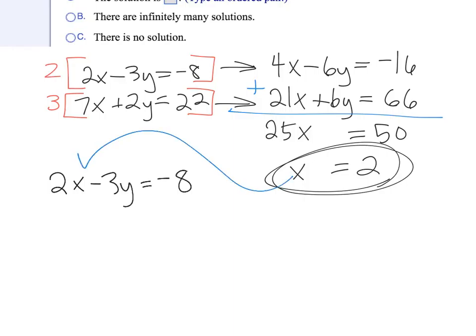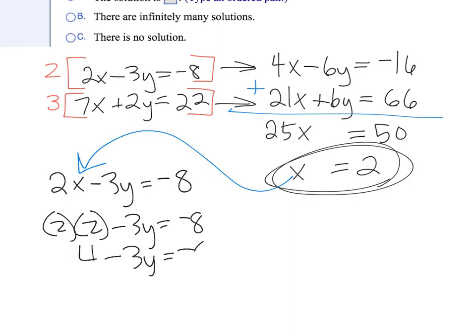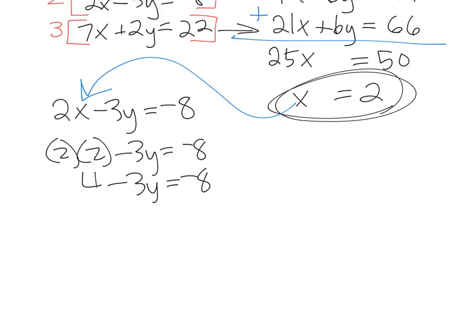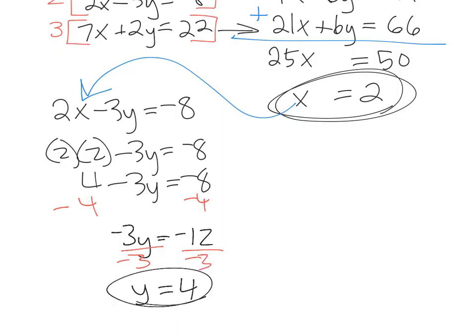You replace the x with a 2. So that becomes 2 times 2 minus 3y equals negative 8. 4 minus 3y equals negative 8. You're going to subtract by 4. So that ends up being negative 3y equals negative 12. Divide by negative 3. And so you end up with y is equal to 4. And there is our ordered pair. Our ordered pair is going to be 2, 4.